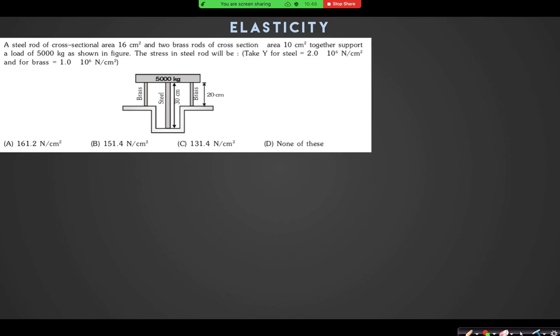Have we done this question? No, sir. A steel rod of cross section area 16 centimeters square and two brass rods of cross section area 10 centimeters square together support a load of 5000 kg. What is the stress in the steel rod that I have to calculate? You can assume that the 5000 kg block always remains in horizontal position.